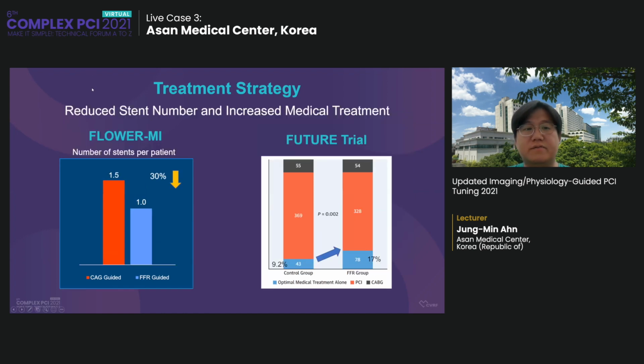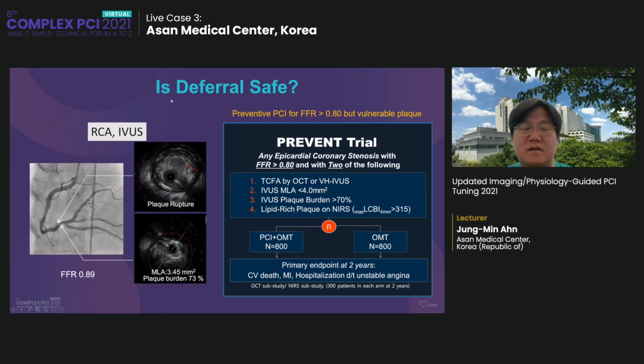So what about the FLOWER-MI and FUTURE trials? My interpretation is that there was no difference in the primary cardiac event, but when we use FFR in the ACS setting in a complex daily practice setting, we can reduce the number of stents and more patients can be treated medically. But the final question is: is this kind of decision based on FFR safe? Some operators may have a concern that even if FFR is negative, IVUS shows the lesion is very vulnerable: plaque rupture, small lumen area, high plaque burden. So is it safe?